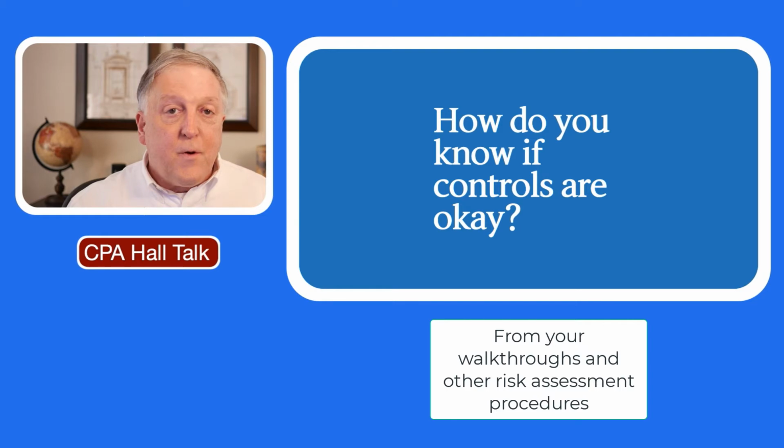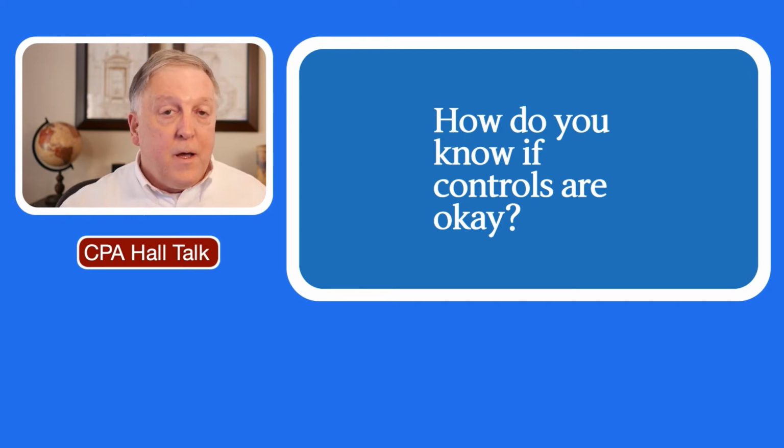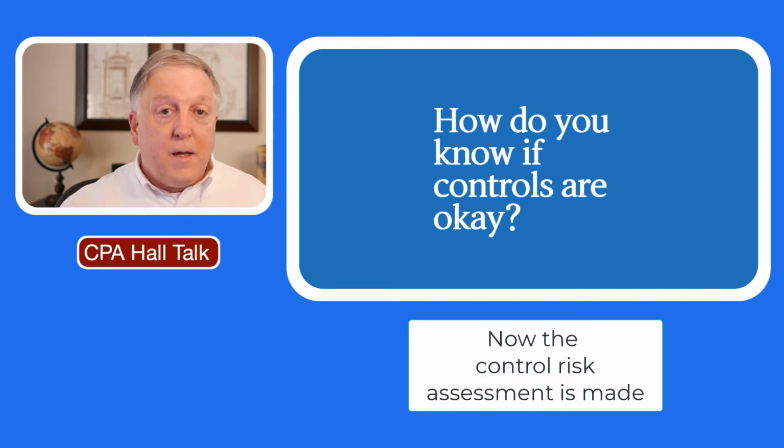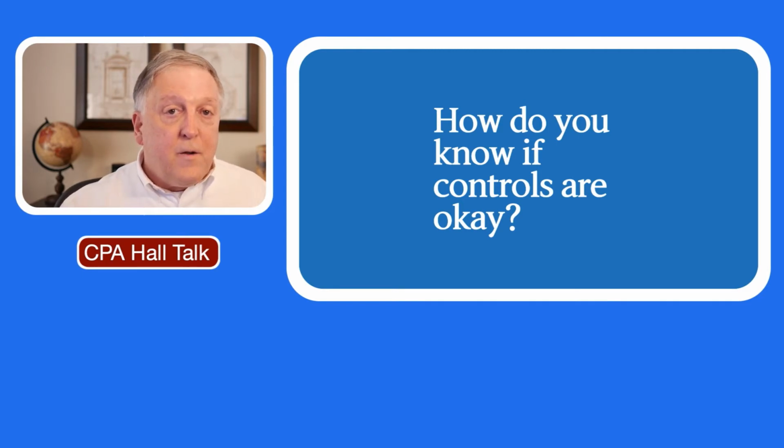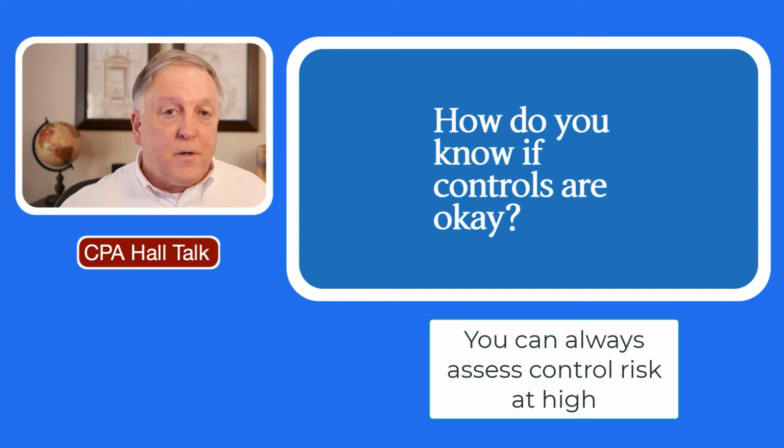But after you do a walkthrough, say, of receivables and revenues, you're going to know whether or not the controls are sufficiently segregated and whether or not they're being performed in a timely manner. And then based on those walkthroughs, you're making an assessment, the control risk assessment, at this stage. Now, you've always got the choice to assess control risk at high.